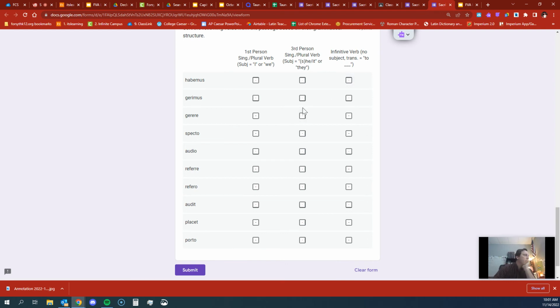So let's see what we can figure out. We've got habemus and gerimus. Well, both of these have the same ending. They're going to be the same. If you remember from the last thing, -mus means we. So those two will be first person. Gerere, which ends with -re, meaning it's infinitive. Specto, that's first person singular. So is audio. Referre is infinitive. Okay, refero. Well, are there going to be any third person singular or plural ones? Yes. Audit and placet both end with t. That makes them third person singular. And porto is your first person singular as well.